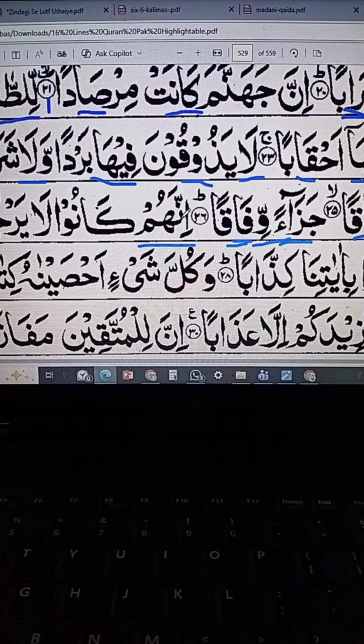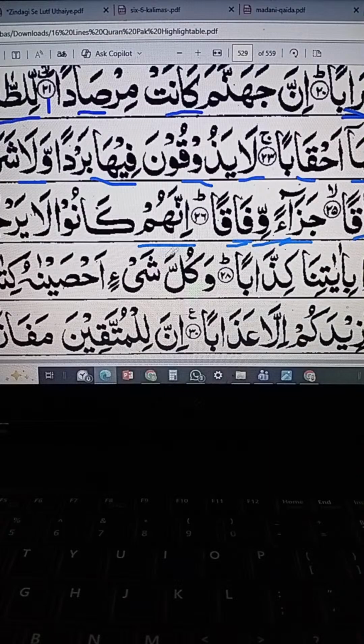Innahum, noon mushaddad, always read with gunna. This is the rule. Whenever we have a shadda sign, we always do gunna. The meaning of gunna, we have to take the sound in our nose. We have to take some time here. Innahum, as most of us listen every day in the azan, we listen ashhadu anna muhammadan. So this is the basic rule why we do gunna here.